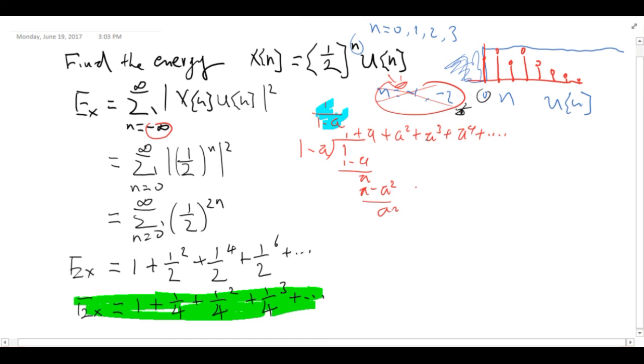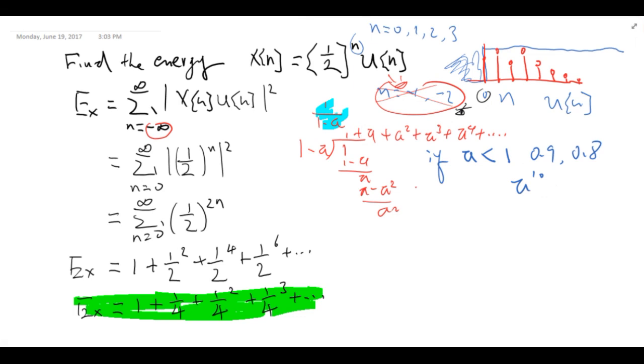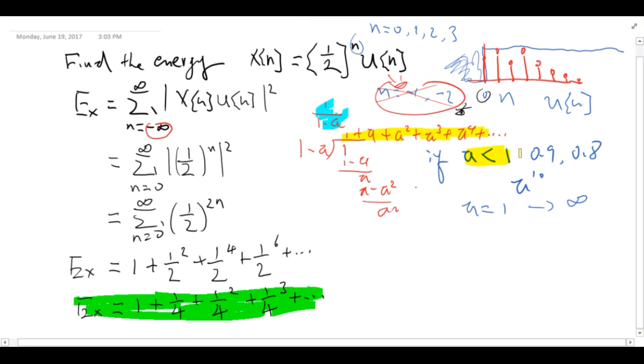Now the good thing is, if a is smaller than 1, for example 0.9, 0.8, something like that, a to the power 10 will become very small, so the whole thing here will converge. But suppose a is equal to 1, then we have 1 plus 1 plus 1 plus 1 plus 1, and it will tend to infinity. So we can get a numerical, converged answer when a is less than 1. In this particular case, we know that a is equal to 1 over 4, which is less than 1.